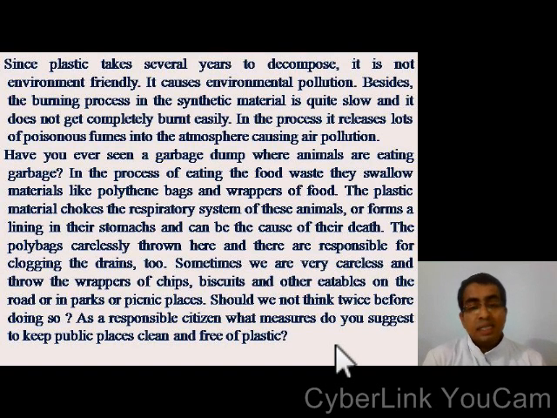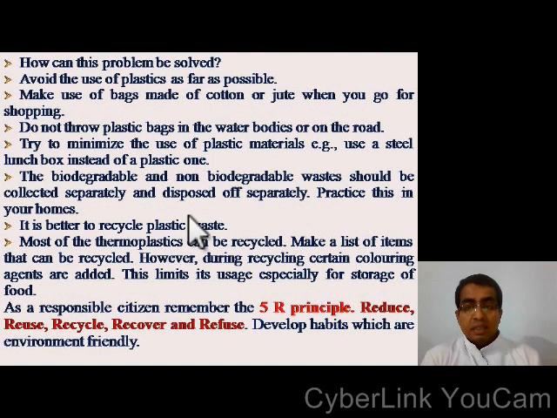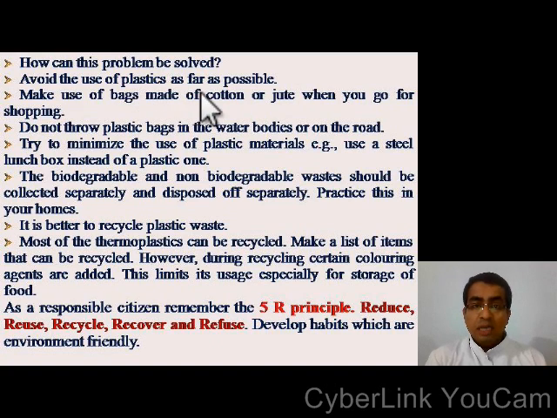Now you understood the dangerous situation of plastic waste. How can this problem be solved? Avoid the use of plastic as far as possible. Make use of bags made of cotton or jute when you go for shopping. Do not throw plastic bags in the water bodies or on the road. Try to minimize the use of plastic materials. Reduce the use of plastic materials. For example, use a steel lunch box instead of plastic one.